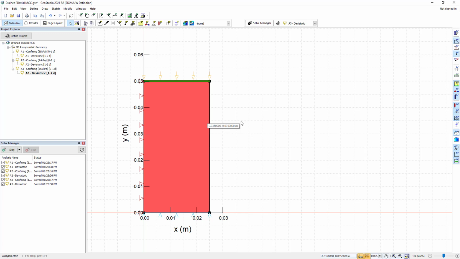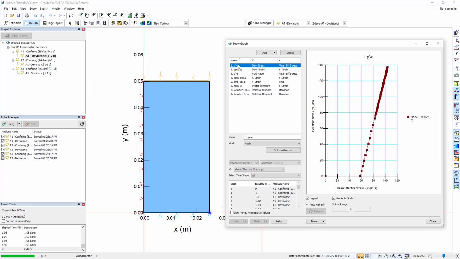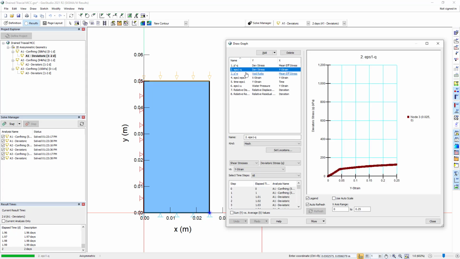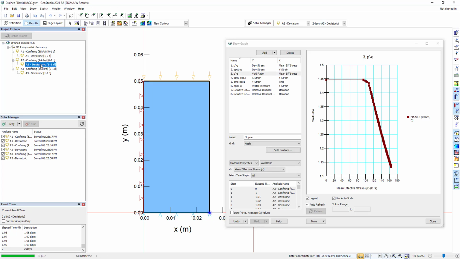This analysis has already been solved, so I will move to the results view. I will go to the first deviatoric analysis to investigate the results. In the Draw Graph dialog, I have created graphs to illustrate the stress path, stress-strain curve, and void ratio versus mean effective stress. I can click through the different analyses to view the results from each.